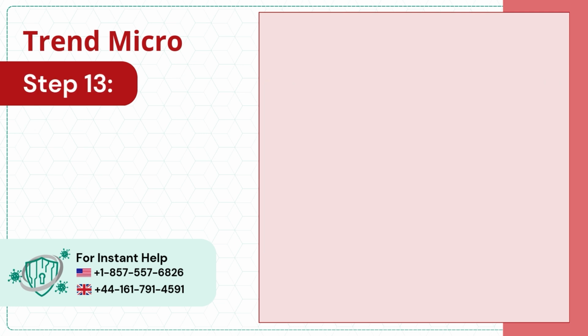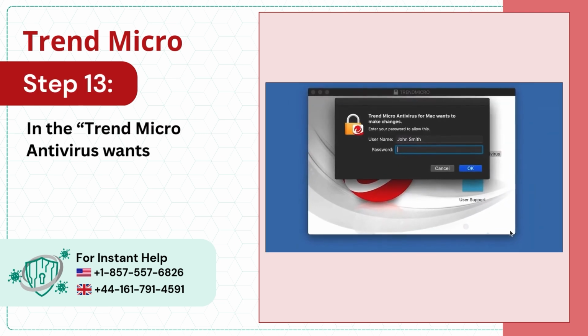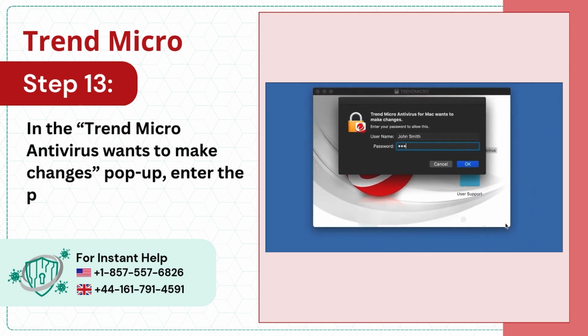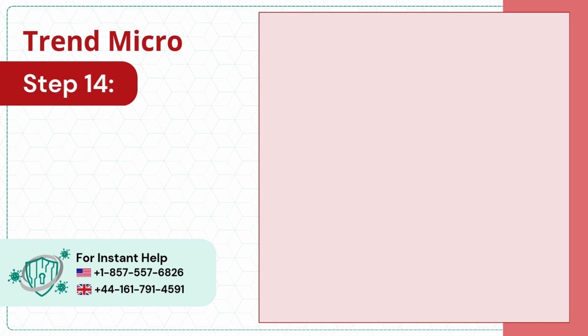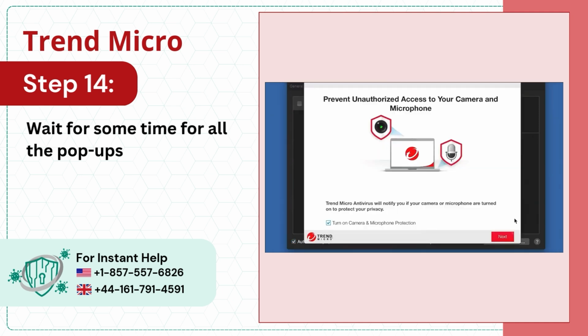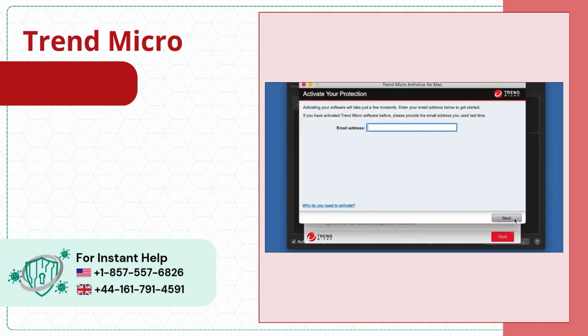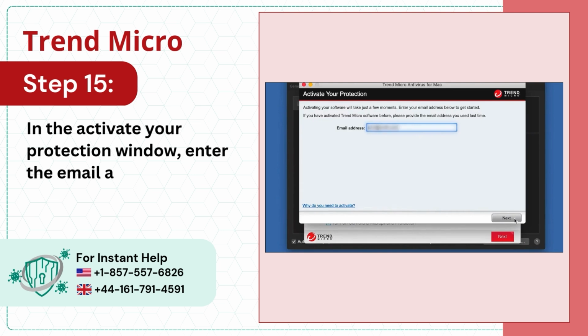Step 13. In the Trend Micro Antivirus wants to make changes pop-up, enter the password and click on OK. Step 14. Wait for some time for all the pop-ups to appear. Step 15. In the Activate Your Protection window, enter the email address and click on Next.